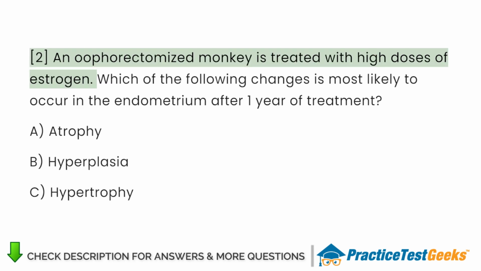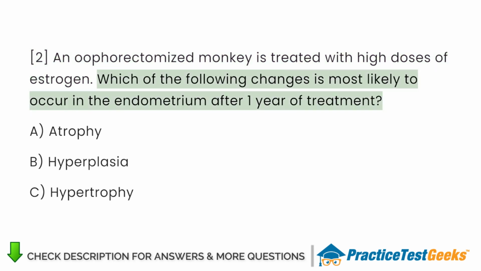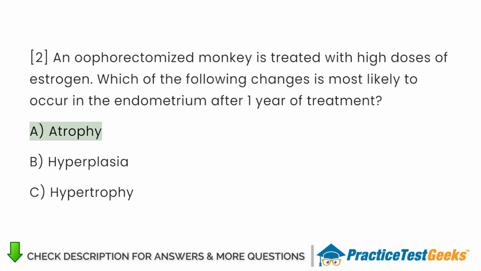An oophorectomized monkey is treated with high doses of estrogen. Which of the following changes is most likely to occur in the endometrium after 1 year of treatment? A. Atrophy. B. Hyperplasia. C. Hypertrophy.